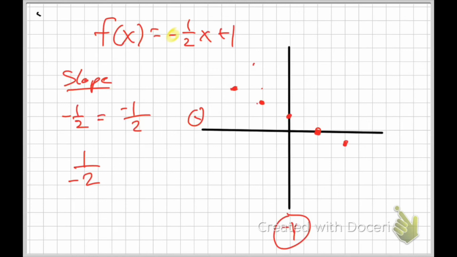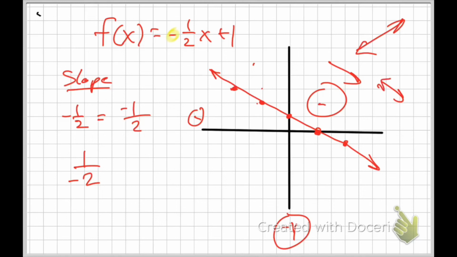And then you connect everything. And it's a negative slope, so just think downhill. This would be a negative slope, downhill.